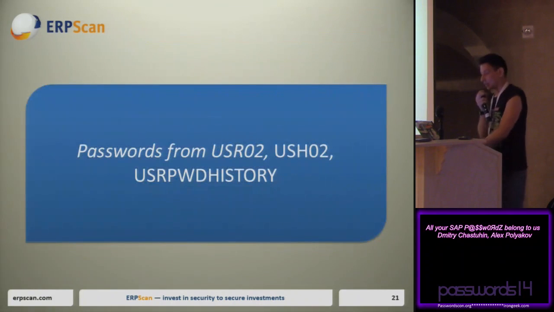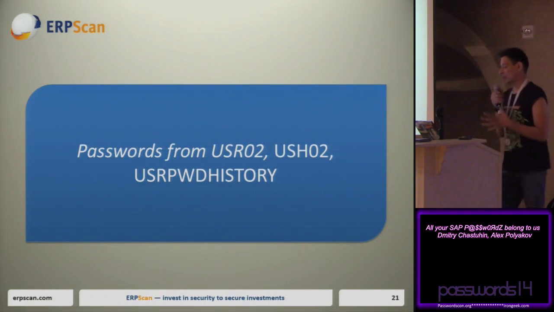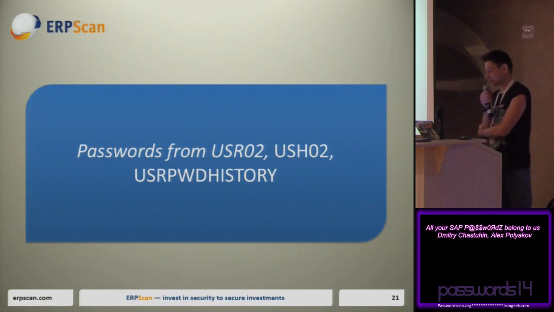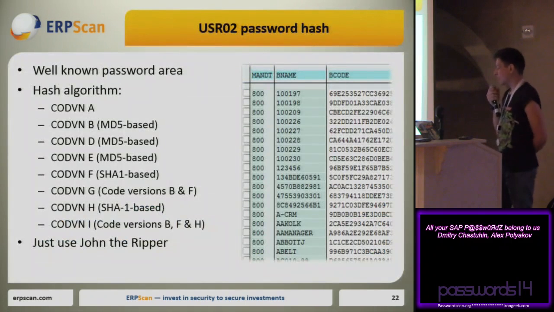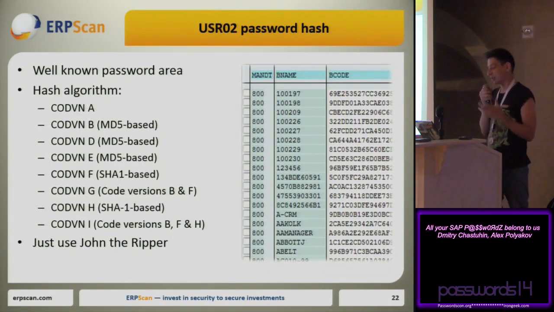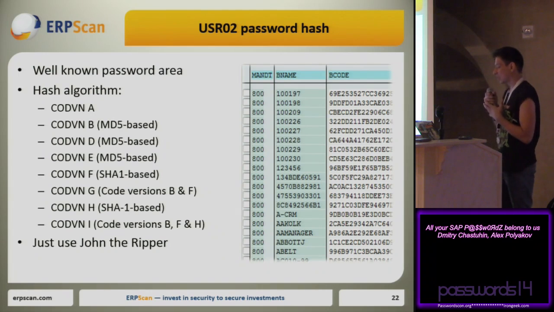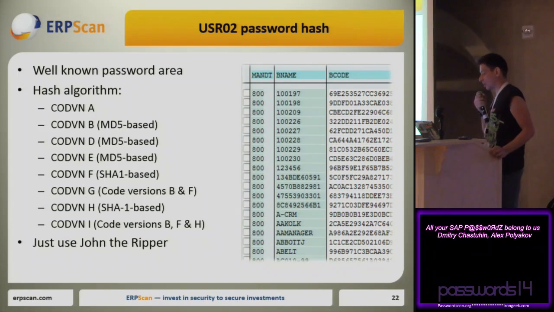Go next. Passwords from the USR02, USH02 and USRPWDHISTORY tables. This is the most well-known area for SAP user passwords. In these tables, SAP stores all information about the user, client, name, password hash, etc. So if an attacker can read these tables, he will get a lot of interesting information about users. But the important information is the password hash.